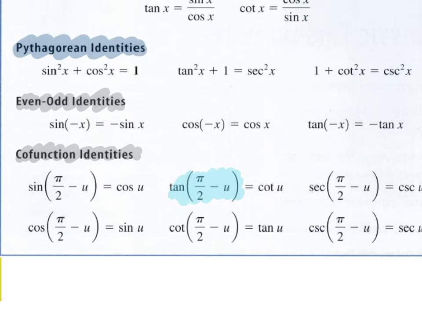Or what could be in the place of pi over 2? What's the degree equivalent? 90. So you would also see it written like cotangent of 90 degrees minus theta. And when you see that, you can replace it with what? Tangent of theta. So the Greek letters are obviously what's going to be changed out there, but you can see it as pi over 2 or you can see it as 90 degrees.